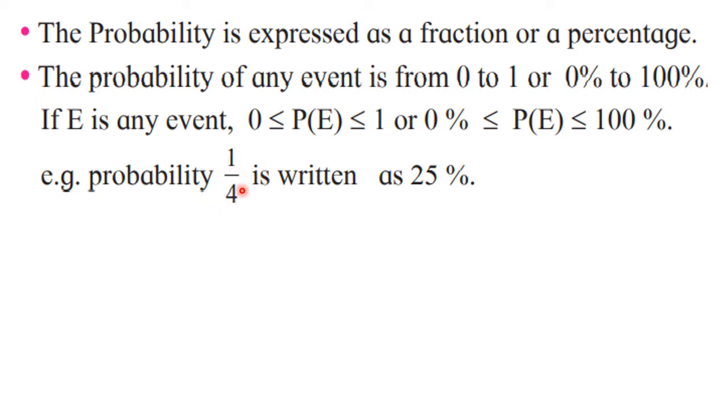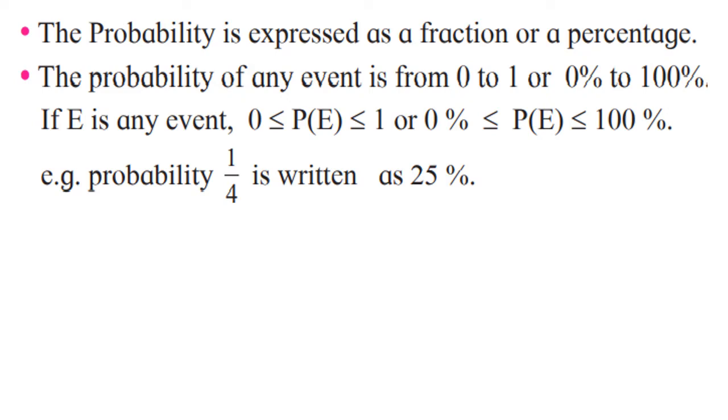Now, as we have seen, the probability can be expressed as a fraction. That means it can be written as 1 upon 4. This is a fraction. And the same fraction we can convert to percentage. You know that when we multiply by 100, we get the probability as 25%. So the probability can either be written as a fraction or in percentage. What you have to keep in mind is that the probability cannot be less than 0 or more than 1. It is always a number from 0 to 1.